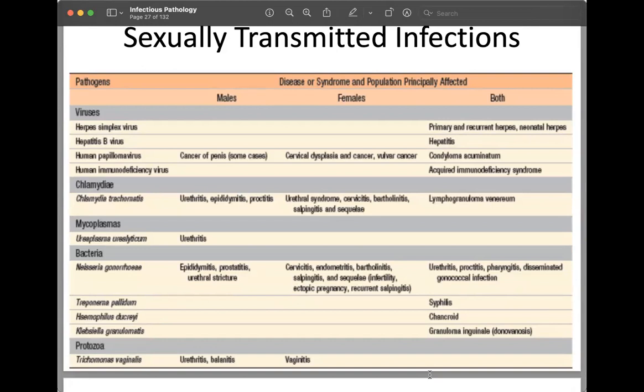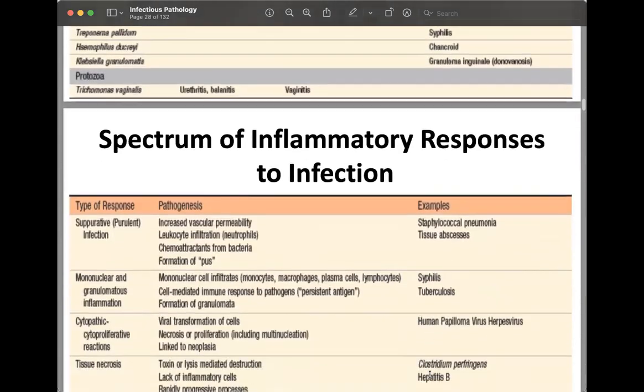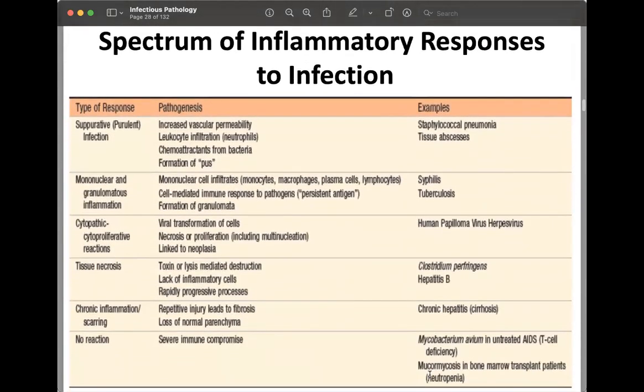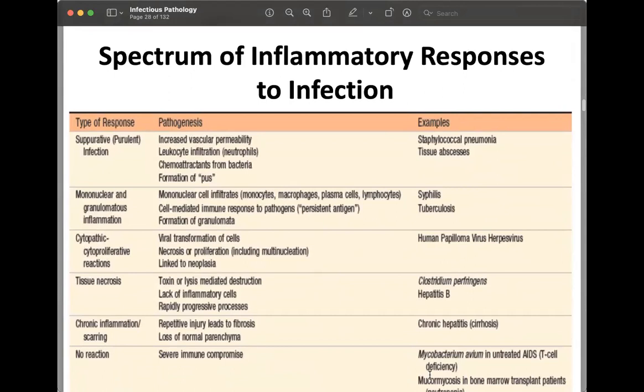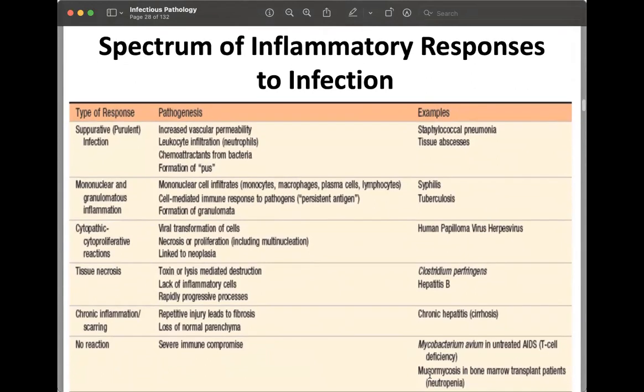Kindly study this table. And as mentioned, this is the spectrum of inflammatory response to infections. We've talked about this in the section on inflammation.